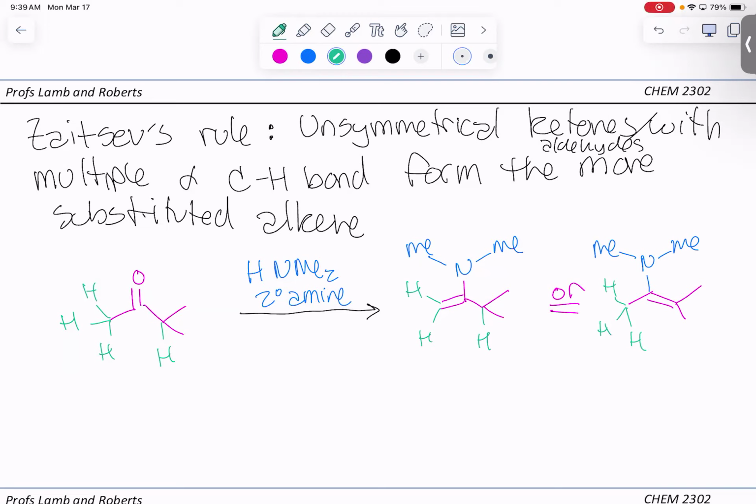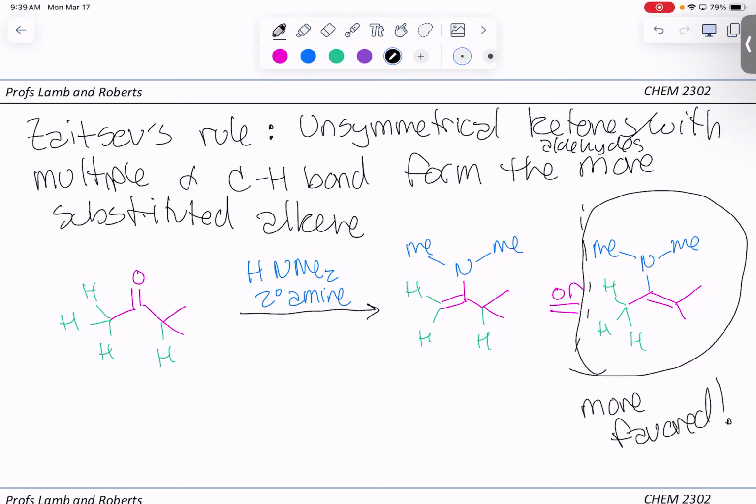All right, so we love always to make more substituted alkenes, right? That's what you learned in 2301. Always make the more substituted alkene if you have the option to do it. So that means that this is the more substituted alkene here, and this is the more favored product. Even though the number of CH bonds was greater on the other side, at the end of the day, the more substituted alkene is going to govern the reaction and the stability of that.